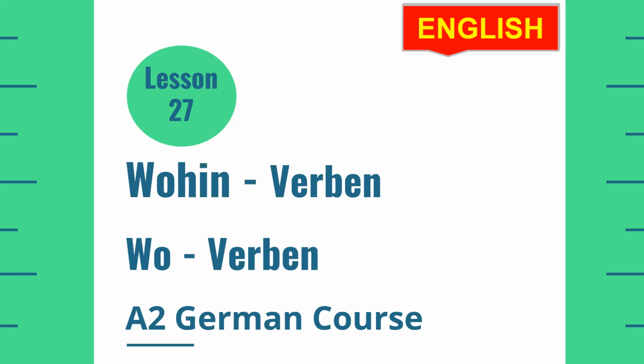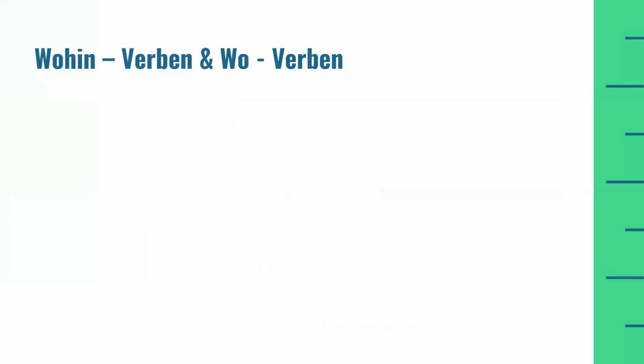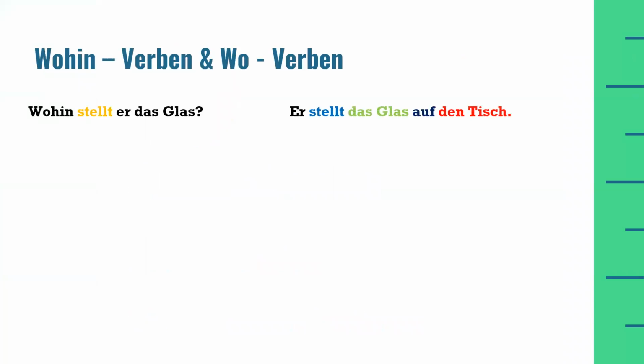We will get to know in which situation I have to use the question word wohin and in which situation I have to use the question word wo. And if I am going to use wohin as a question word, what verbs I can use, and if I use the question word wo, then which verbs I can use. So let's start this lesson.